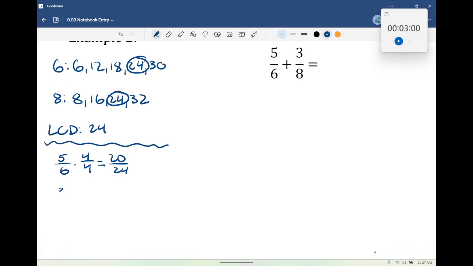Next, I'm going to do the same thing, but for 3/8. Again, I'm thinking 8 times what number gets me to 24? Well, in this case, it's 3. And so I'm going to have times 3 over 3, which is going to give me 9 over 24.